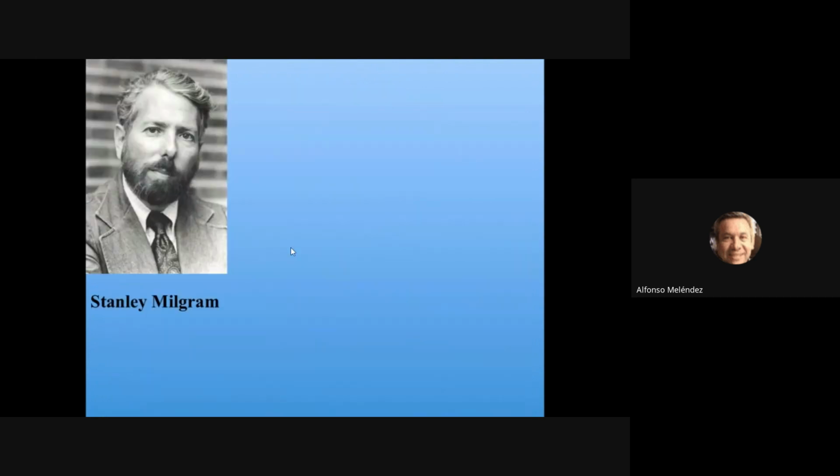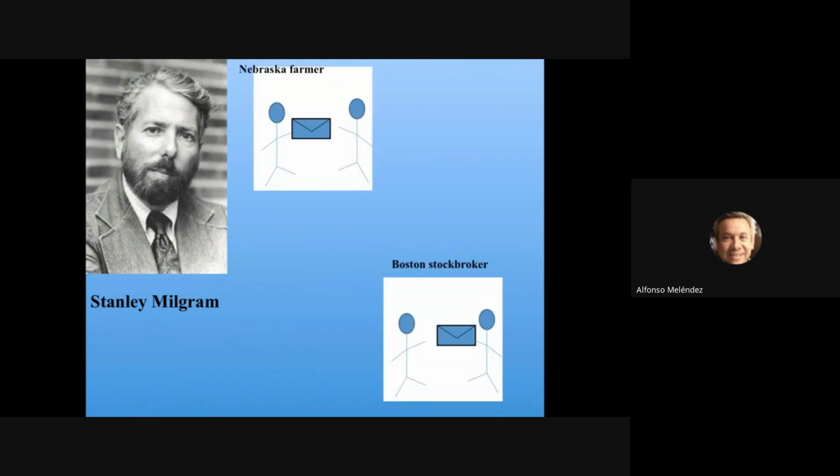In the 1950s, the social psychologist Stanley Milgram from Harvard tried an experiment to quantify this small world phenomenon. He did the following experiment. Back then, in the days before email, he had a target person, his Boston stockbroker. So he was in Boston at Harvard, and he knew a stockbroker. And then he recruited a group of people he thought would be very far away, socially speaking, from a Boston stockbroker. That is, Nebraskan farmers.